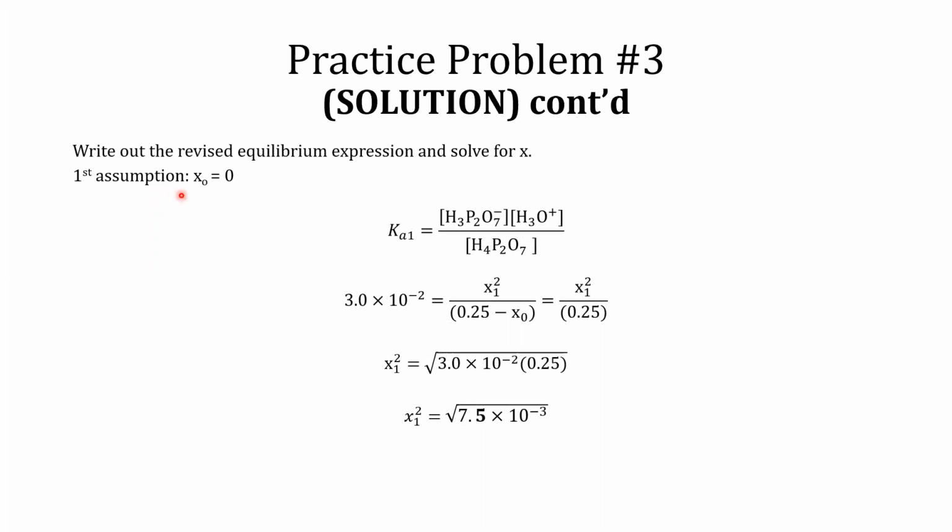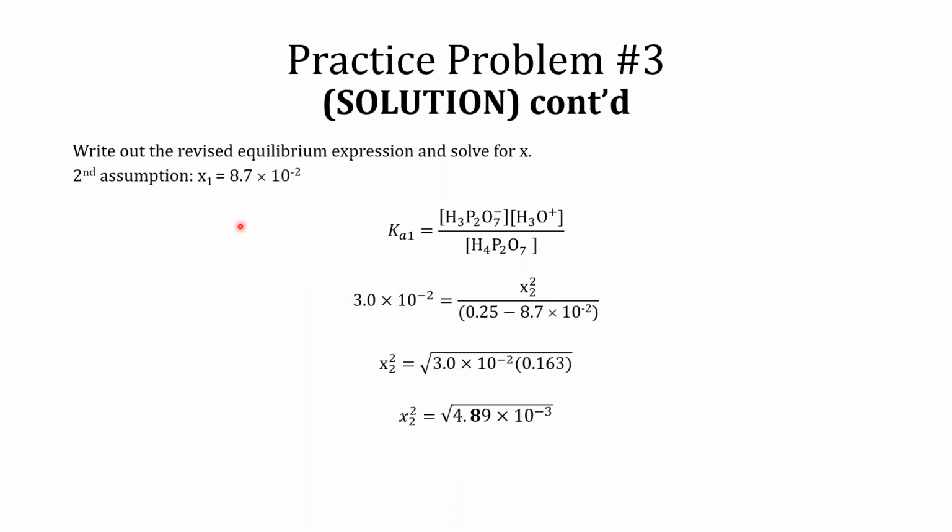In the first assumption, X0 equals 0, so after solving for X1, it equals plus or minus 8.7 times 10 to the minus 2. For the rest of these calculations, the positive will be used. This process will continue until two consecutive values are equal to each other. In the second assumption, with X1 equaling 8.7 times 10 to the minus 2, in solving for X2, it equals plus or minus 7.0 times 10 to the minus 2.